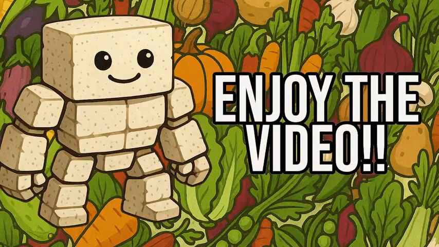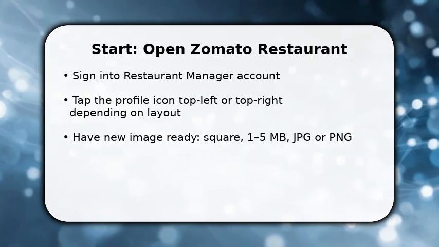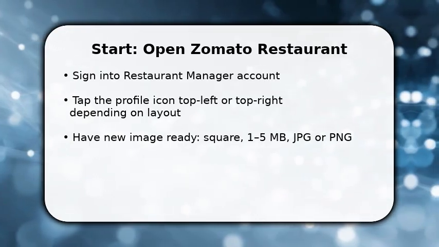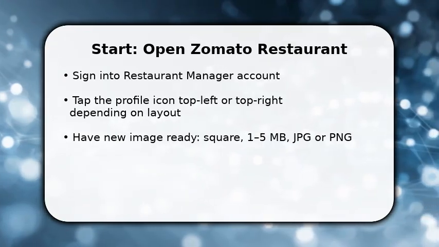Please enjoy the video. You're signed in and ready. Open the Zomato restaurant app and go straight to the profile area. Once there, tap the profile avatar or the menu that leads to account settings. This is the only entry point to change the picture.